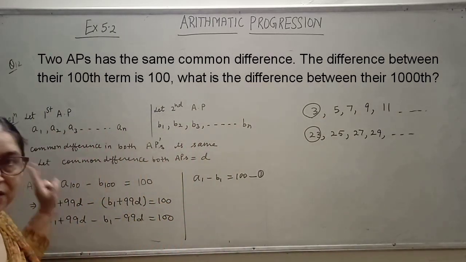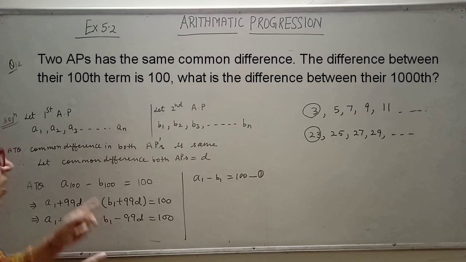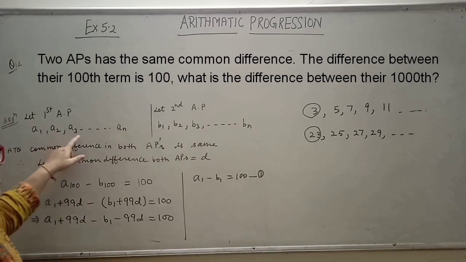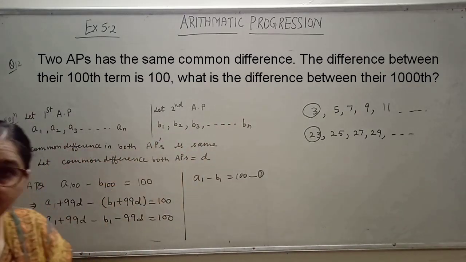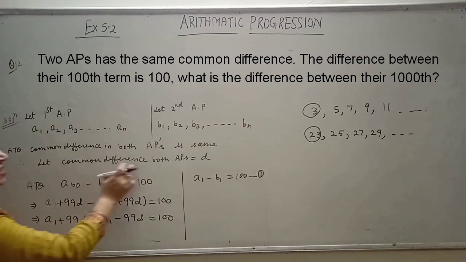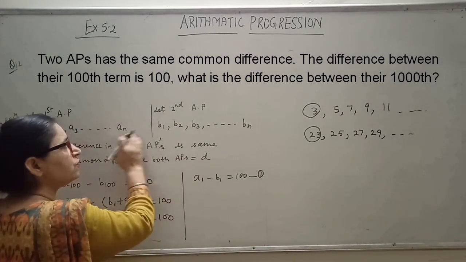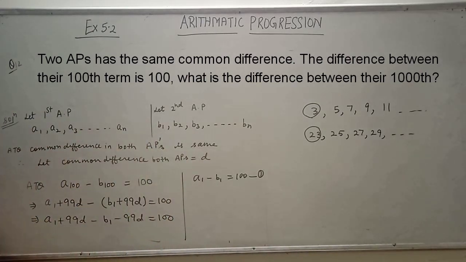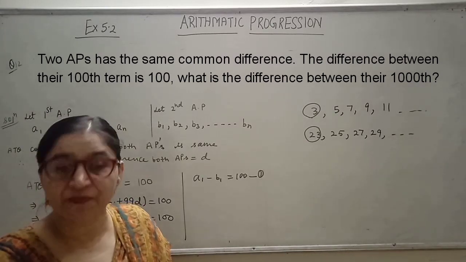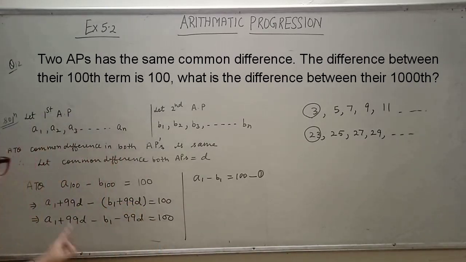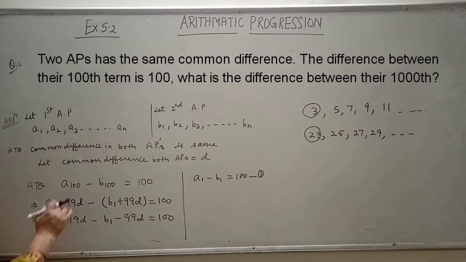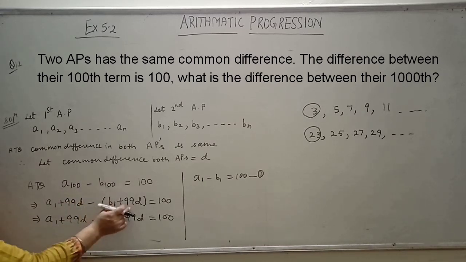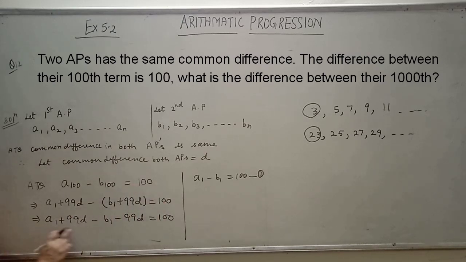Here also it is given in this question, there are two different APs. So I have taken the first AP as A1, A2, A3 up to An, and the second AP as B1, B2, B3, up to Bn. But their common difference is given same. That's why I have considered that the common difference of both of these two APs is D. Now it is given in this question the difference between their 100th terms is 100. So I have put the formula: a1 plus 99d minus b100, so b1 plus 99d, is equal to 100.